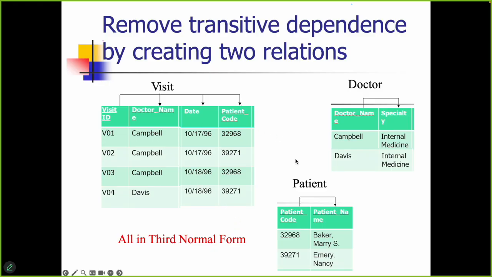Do you have any questions about how to identify the dependencies or how to break the table when you want to normalize it? Is this clear?